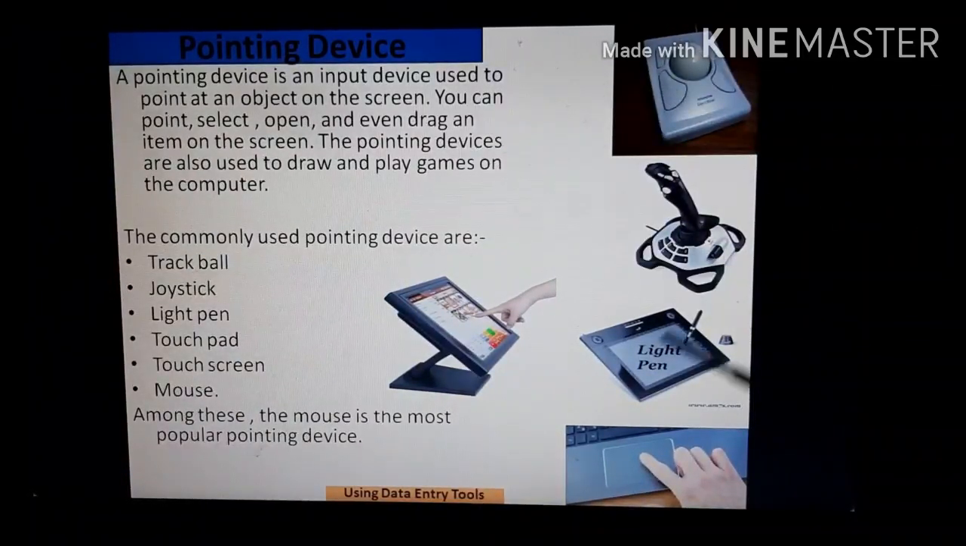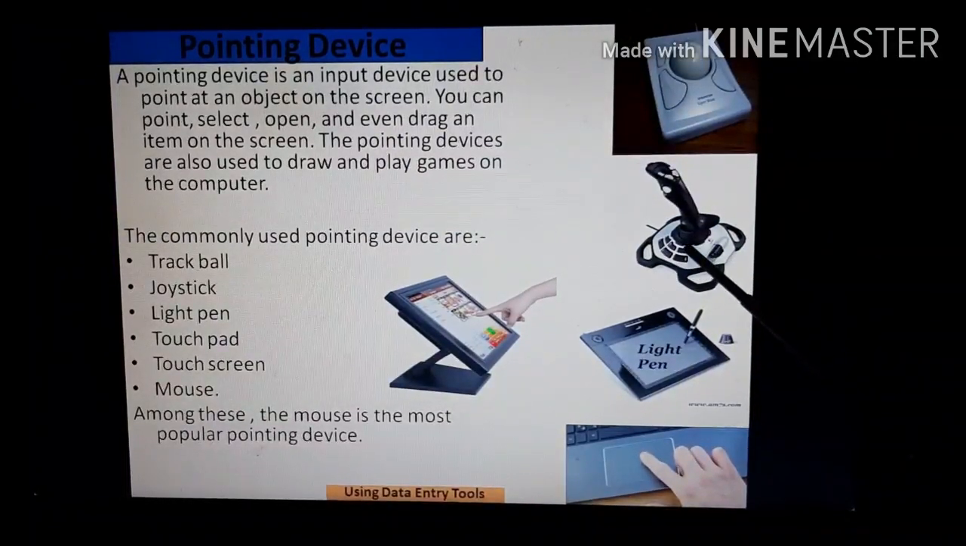So in this particular slide, the very first diagram is of a trackball. As you can see, there is a ball. It is also called a mechanical ball present on this particular device. Whenever we scroll or move the ball from one position to another, the cursor on the screen keeps on changing. And the second diagram is of a joystick. With the help of this stick, we can move the position of the cursor on the screen.